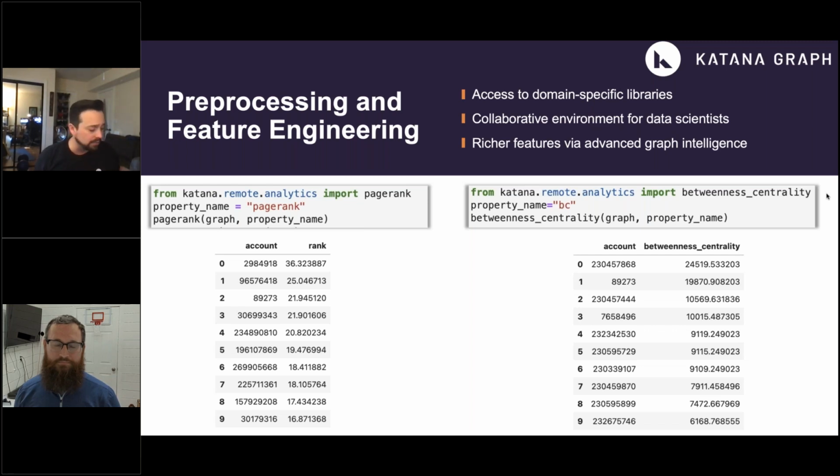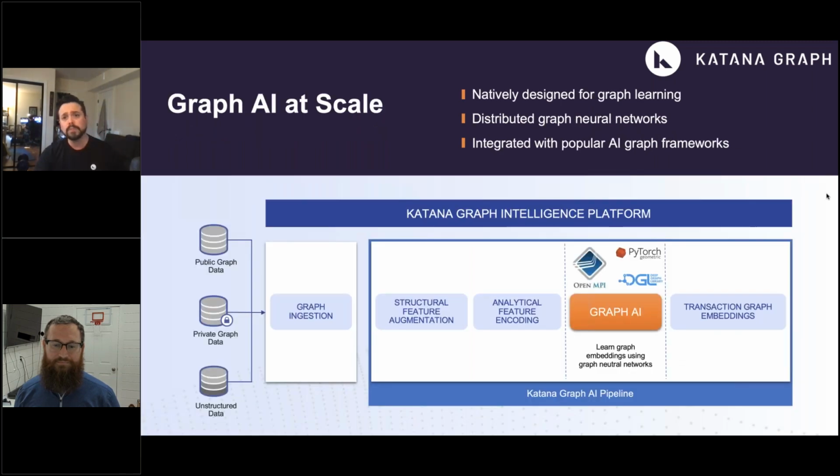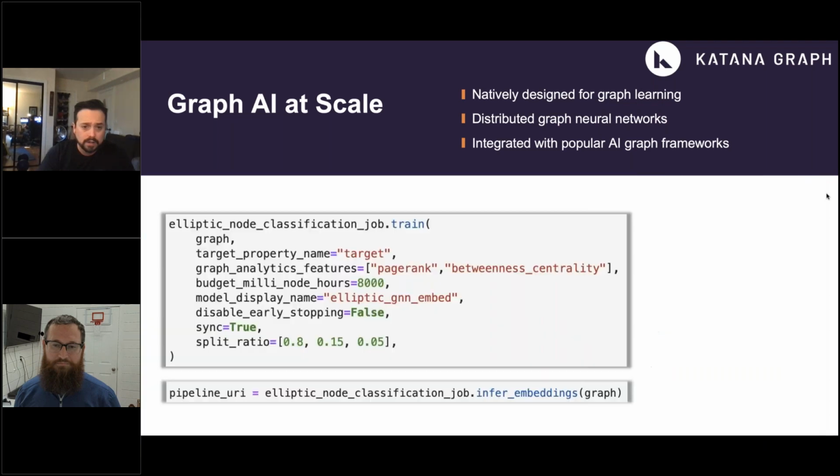So C++ and some of our other special sauce components are allowing us to write a 3-line PageRank. That's I think amazing, absolutely amazing. The fact that it's distributed is even more amazing. But again, this goes back to time to insight and speed. So now that I have all these amazing things in my graph, my feature augmentation, I've got all these analytics, what do I do now? Well, because we've identified several market leaders for us to work with, we've integrated DGL, OpenMPI, and PyTorch for people to use these embeddings to run very complicated training sets and use these graph embeddings to spit out graph neural networks. What does it look like?